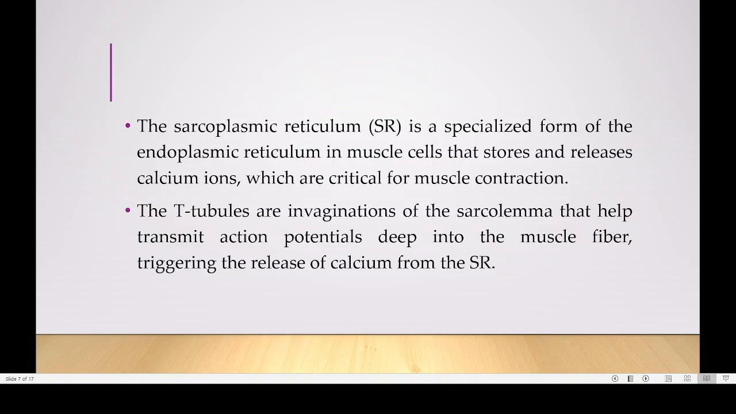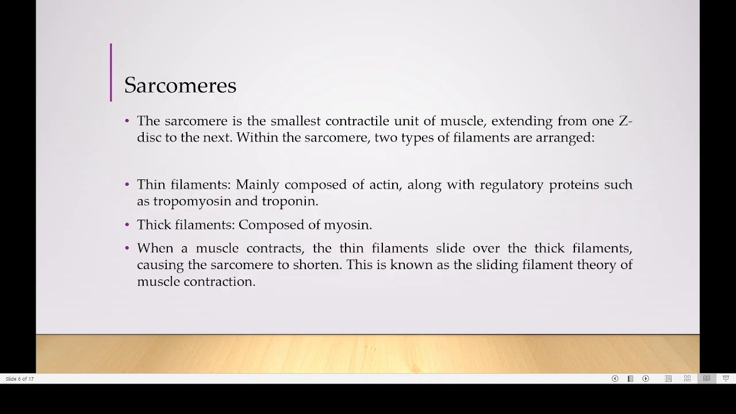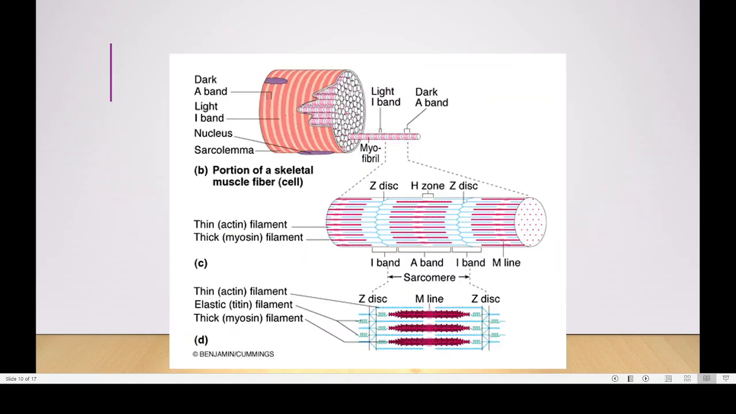Now come back to the muscle again. So here we have the myofibril. These myofibrils are actually composed of repeating units called sarcomere, which are the functional units of a muscle. That term you have to understand. What is a sarcomere? Here I will show you.